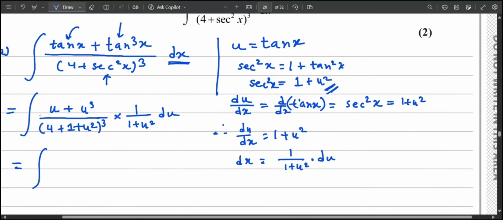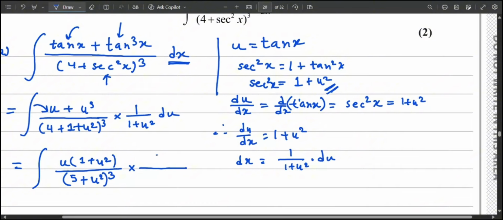Now I can simplify the numerator in our first fraction. I can simplify this expression. u is common in both of these terms, so I can write u times (1 plus u square) divided by 4 plus 1, which is 5. So we have (5 plus u square) to the power of 3 as the denominator in our first fraction.